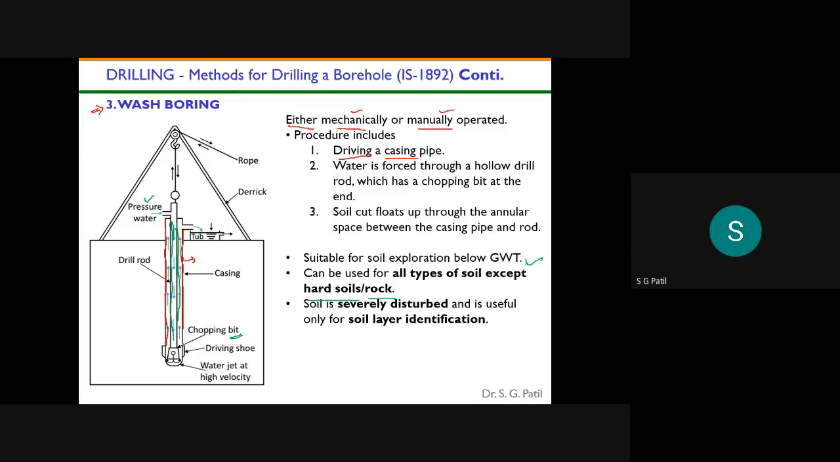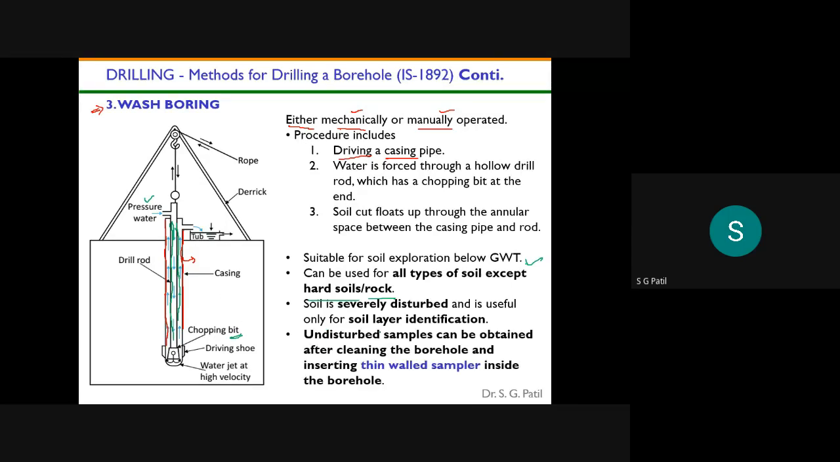Whatever cut-off material is there will mix with water, flow through this annular space, and be stored inside this pit. Whenever the color of that water along with the soil particles changes, you can understand that the soil strata has changed. Through this mechanism, whatever soil you get at the bottom of this pit will be a very highly disturbed soil sample, so it will be used only to identify the change in the strata.